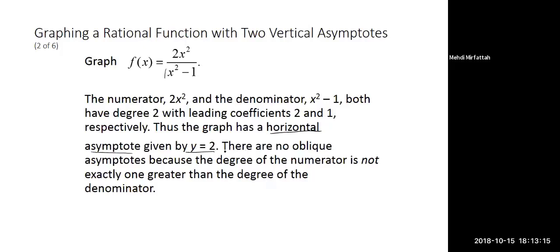You can make a note here also, there is no oblique asymptote because the degree of the numerator is not exactly 1 greater than the degree of the denominator. Remember, the slanted asymptote appears when you have something like x squared over x, or x cubed over x squared. When the degree of the polynomial at the top of the fraction is 1 higher than the degree of the bottom, then that's when we have that slanted oblique asymptote. In this case, we don't have it.